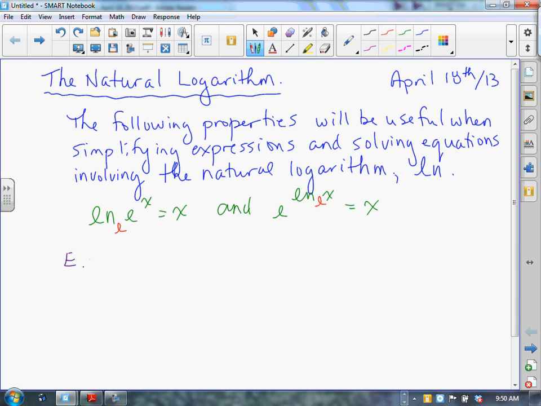where we're applying some of this stuff. And let's try this one. I want us to simplify the following. So that's ln, or the natural log, of e to the 2x. Okay. So e to the 2x.